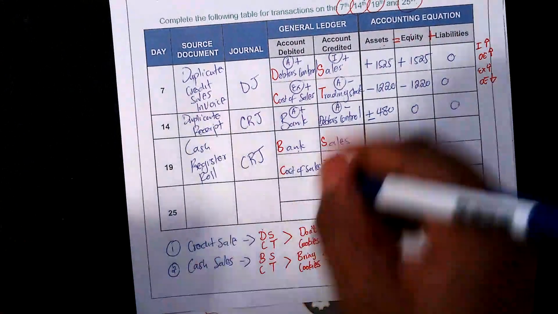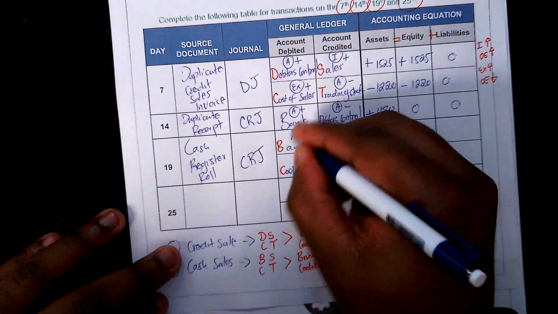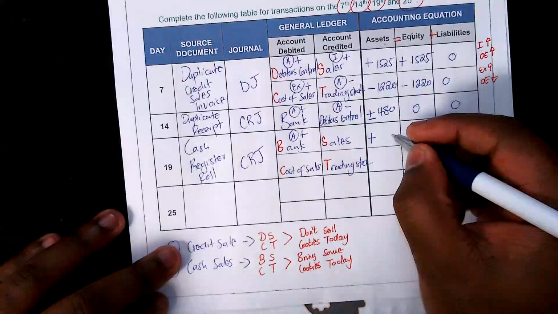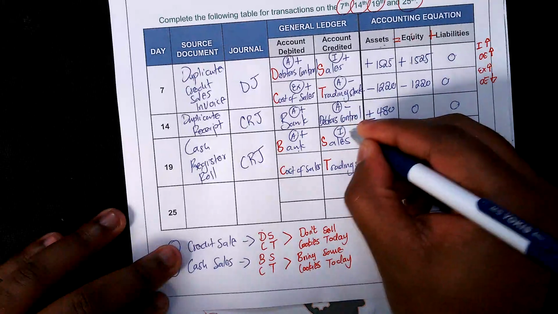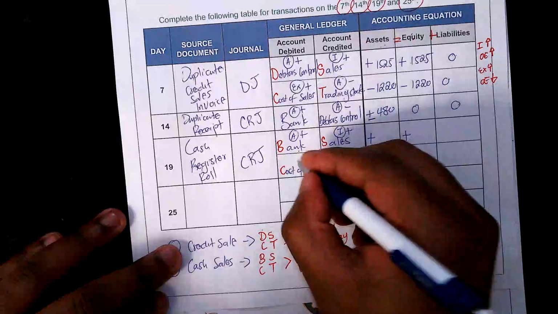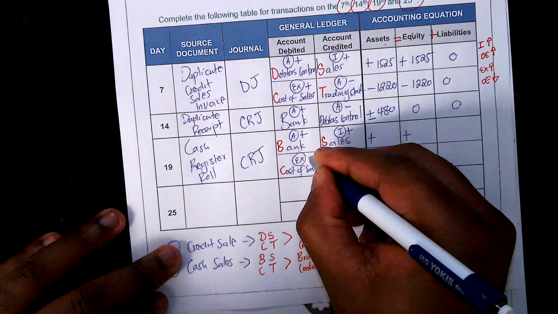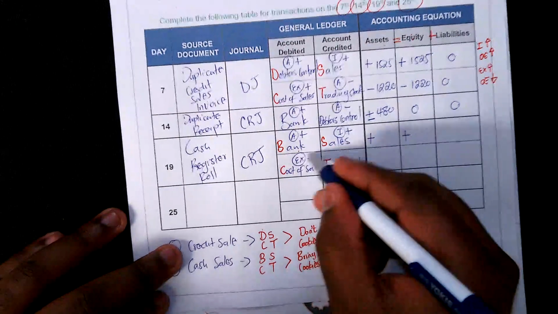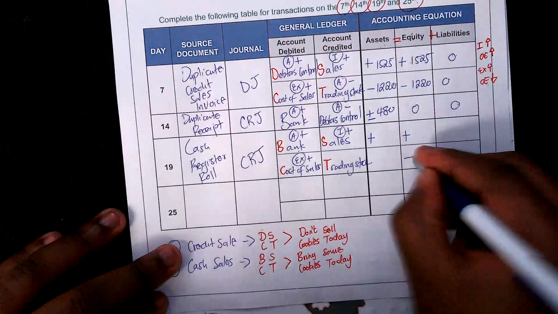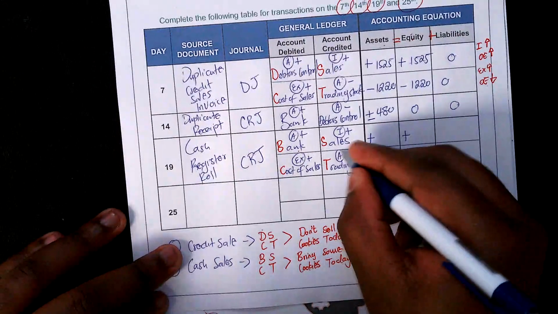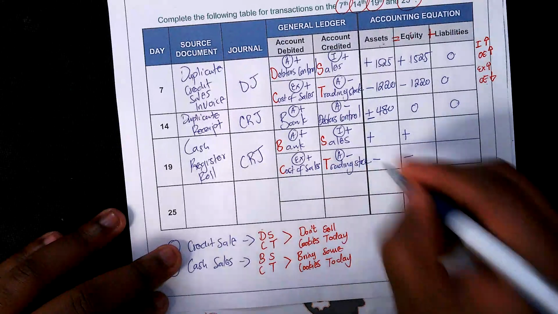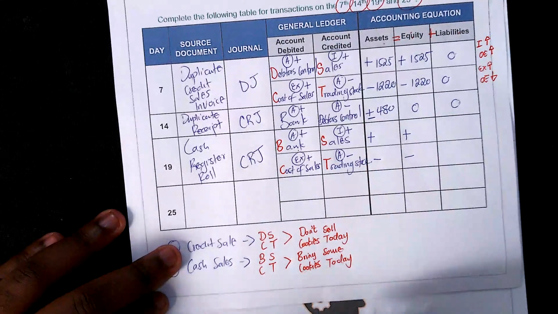And then your bank is an asset. If an asset is debited, that means your assets are increasing. Sales is an income. If your incomes are credited, they are increasing, so it's plus. Cost of sales is an expense and it's increasing, but if expenses are increasing, owner's equity goes down, so it's minus. Trading stock is an asset. If it's on the credit, that means assets are decreasing, so it's a minus. So it's always like this, né?